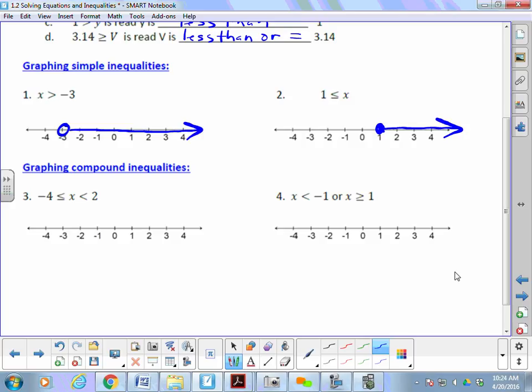Okay? How many of you read this as negative 4 is less than or equal to X is less than 2? How many people read it that way? Okay. All right, how many people don't read it at all? All right, Sebastian, good. Way to be honest.